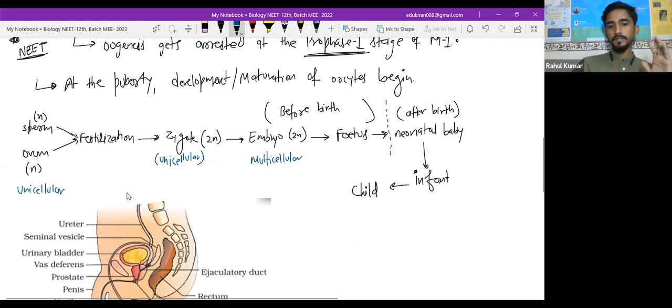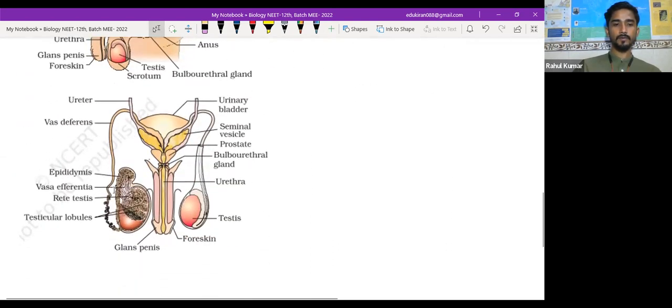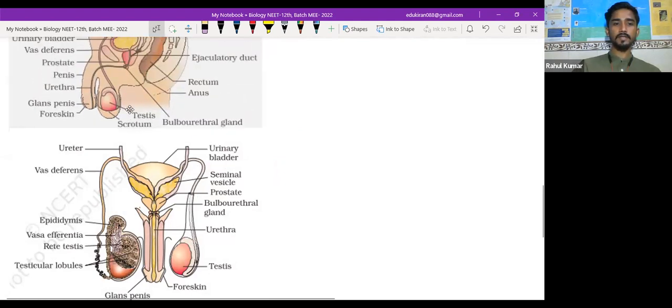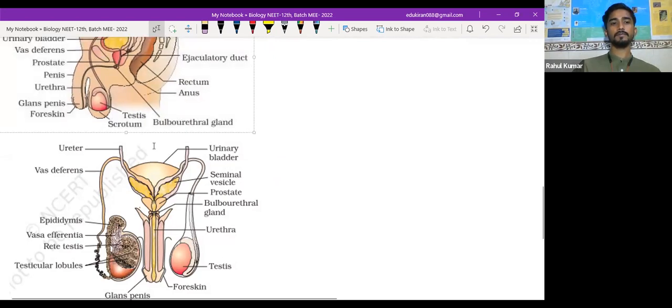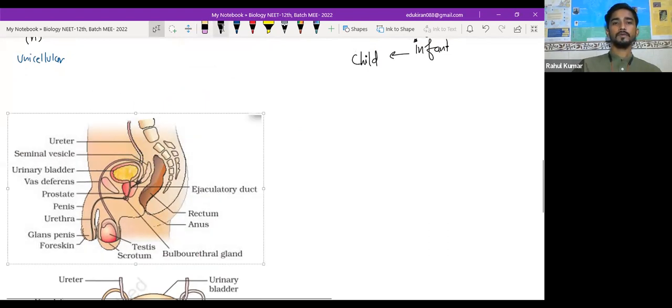So let's first start with male reproductive system. And we will then go to the female system. So let me orient this. These are the diagrams taken from NCERT, which I will explain in this class. Okay. So write down male reproductive system.